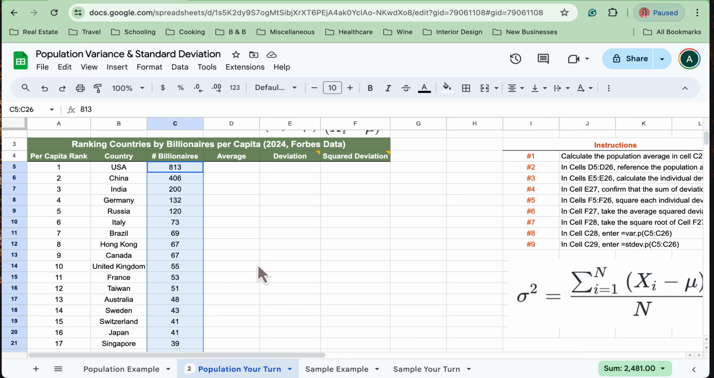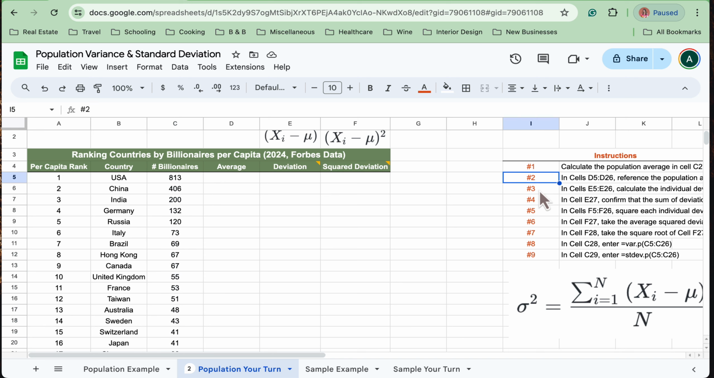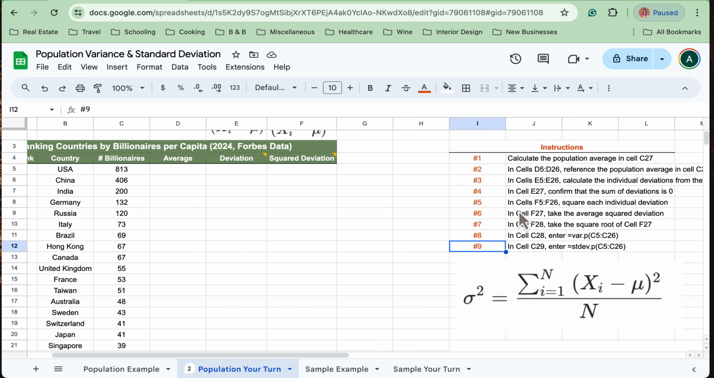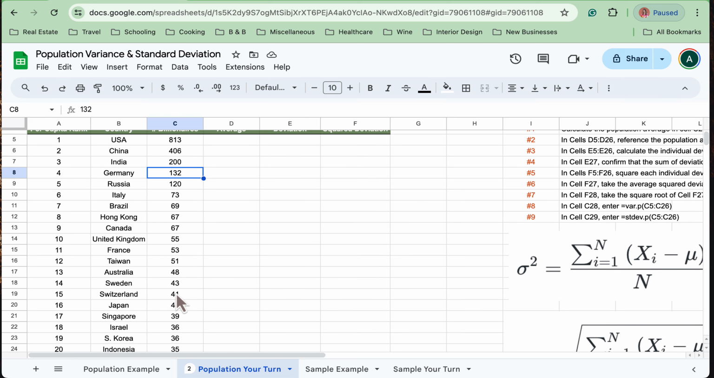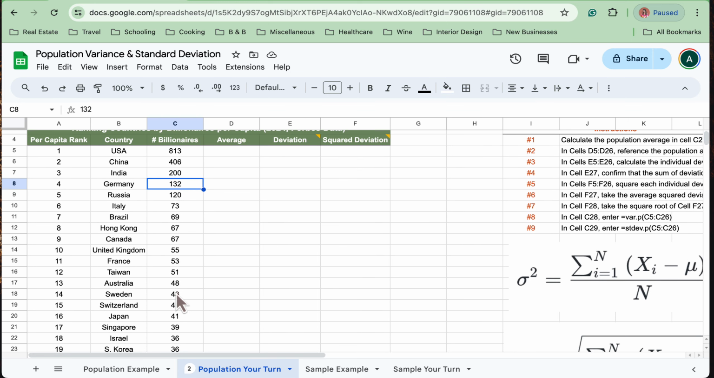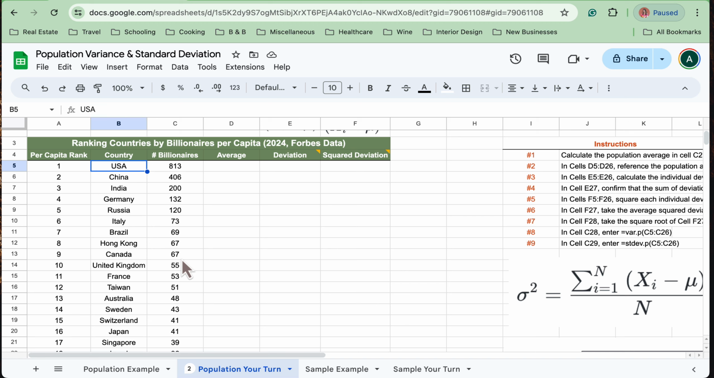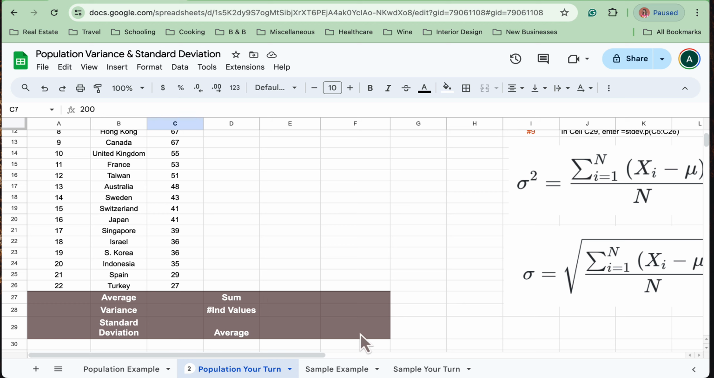And now it's your turn. We want you to calculate the population variance. We've given you a list of step-by-step instructions so that you can take it the long way and also the short way and see for yourself. There's a lot of value in trying things out on your own. It's all the same data, but instead of billionaires per capita or number of billionaires per 10,000, it's the raw number of billionaires estimated by Forbes in April of 2024. So 813 billionaires in the US, 406 in China, etc. Have at it and see if you can calculate the population variance.